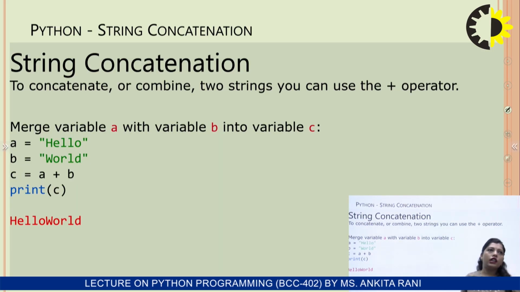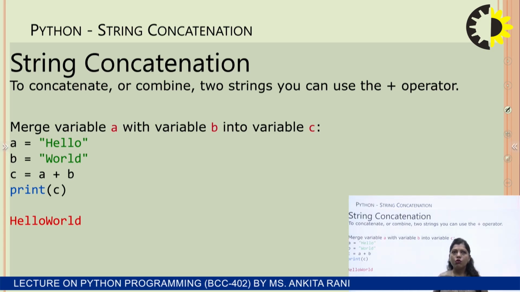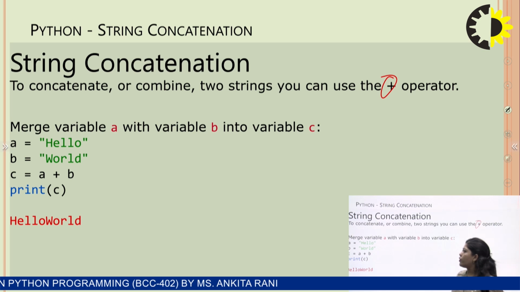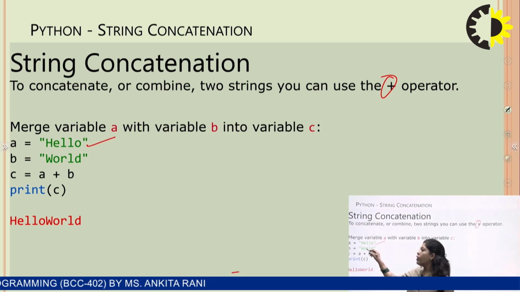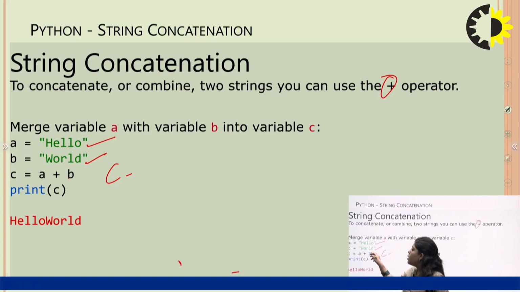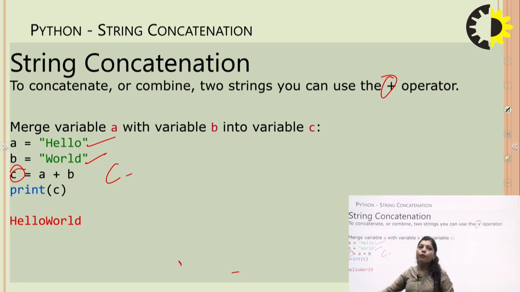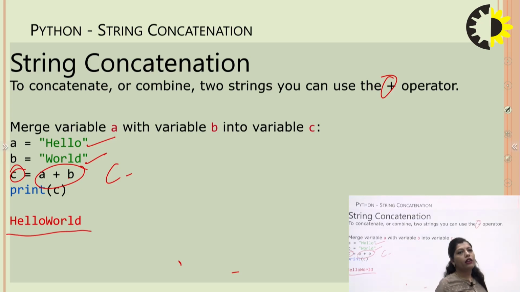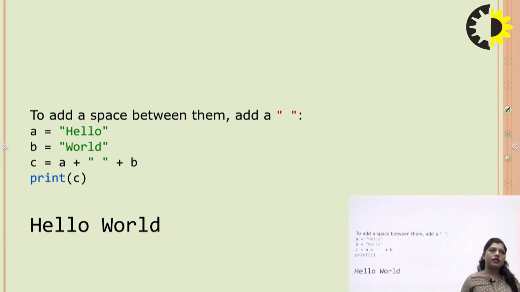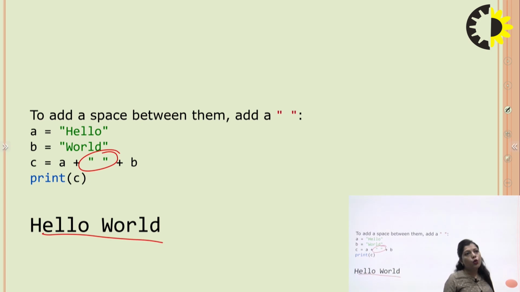Next is string concatenation. Concatenation means we can combine two strings by using the plus operator. For example, the value of variable a is hello and the value of variable b is world. Then we can write c is equal to a plus b, meaning in the third variable c, we concatenate the strings a plus b. So the output is hello world. So by using the plus operator, we can concatenate two strings. We can also use a space for giving space between the two words.